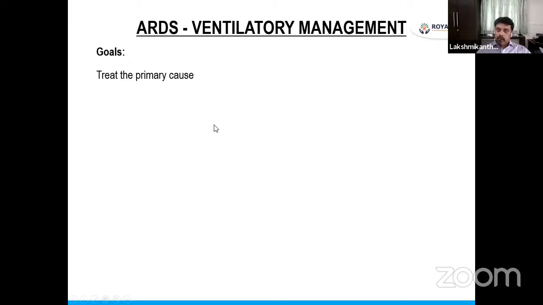So what do we do with the ventilatory management? Predominantly, ARDS is a compliance problem, and because of the compliance problem, you have a problem with your oxygenation. So it is a hypoxic respiratory failure. What we try to do is improve the oxygenation in this patient by ventilating them.